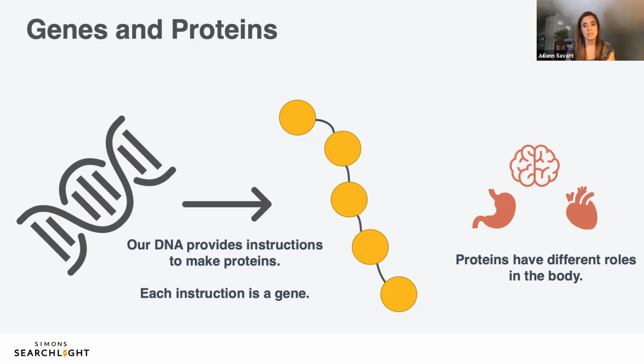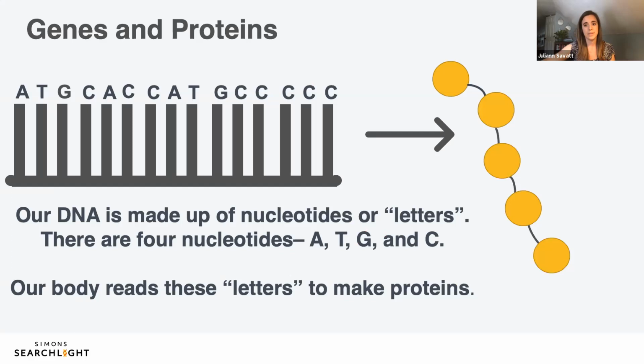We each have approximately 20,000 genes that we inherit from our mother and father, and these help our bodies grow, develop, and work. Each protein has a specific role, or maybe a couple roles within the body. Some determine our eye color, others help our heart grow, and others are important for how our brain develops. Our body spells out the instructions in our genes using the letters A, T, G, and C. And our body actually reads through those letters to use our genes as instruction to make those proteins.